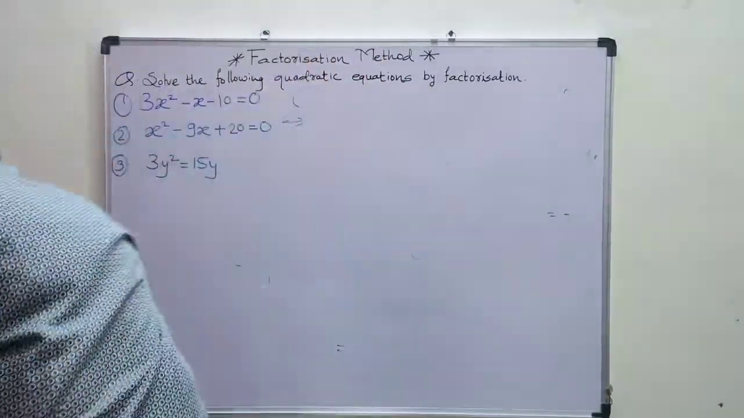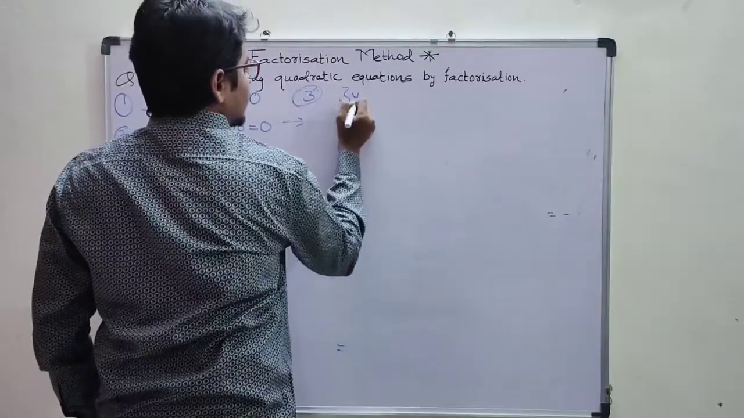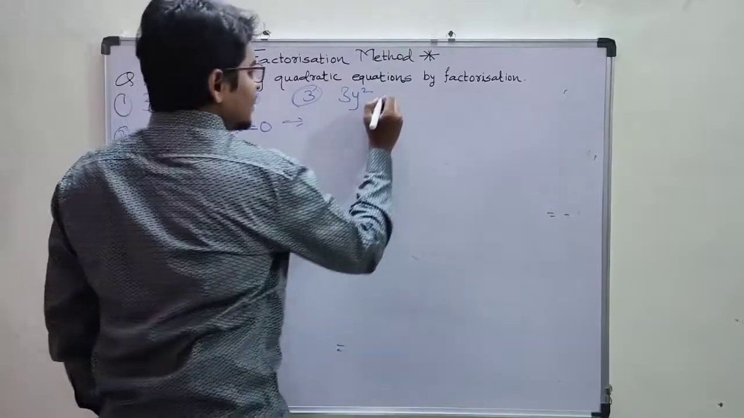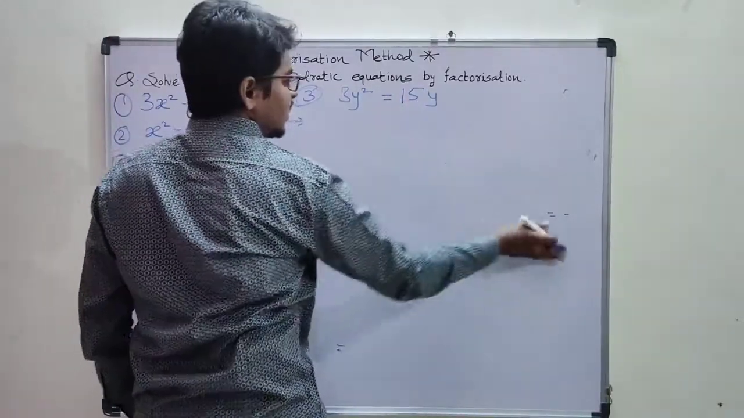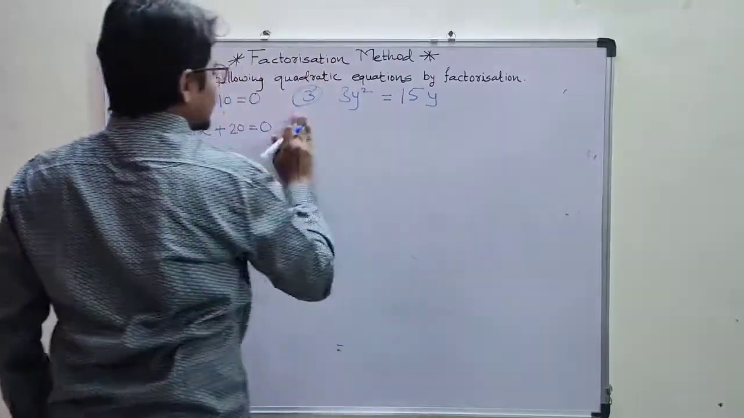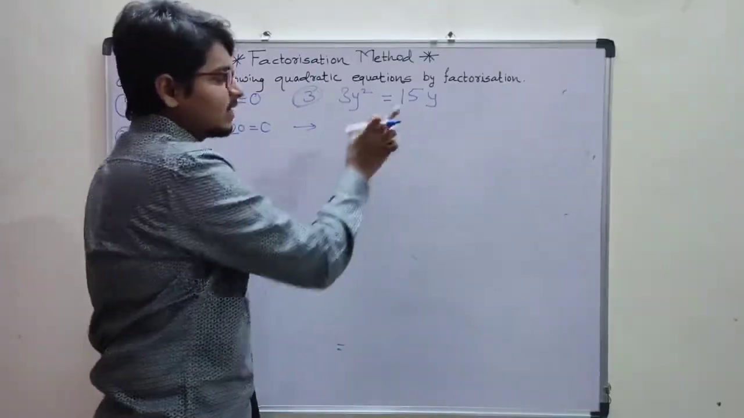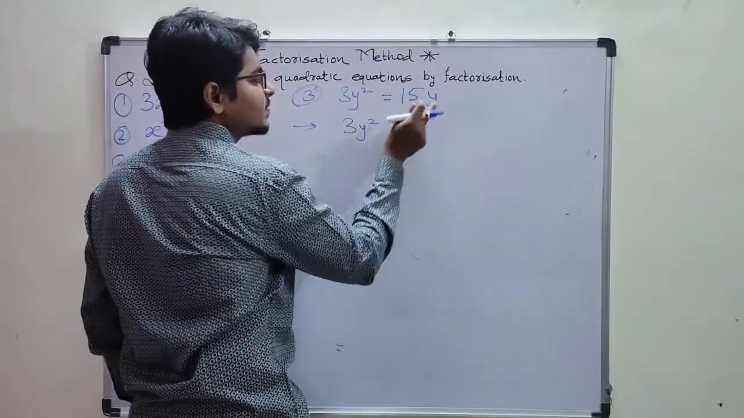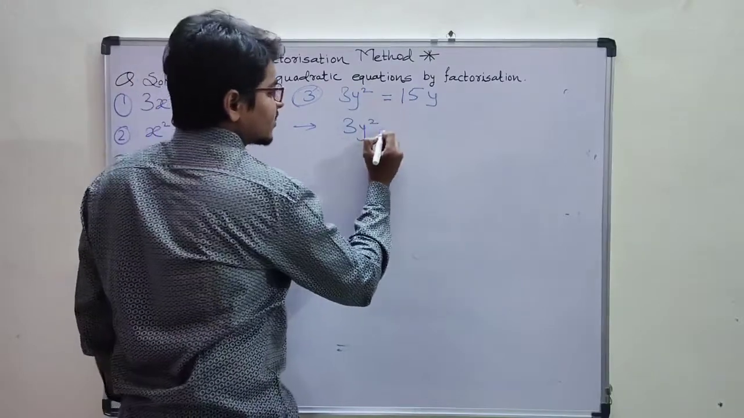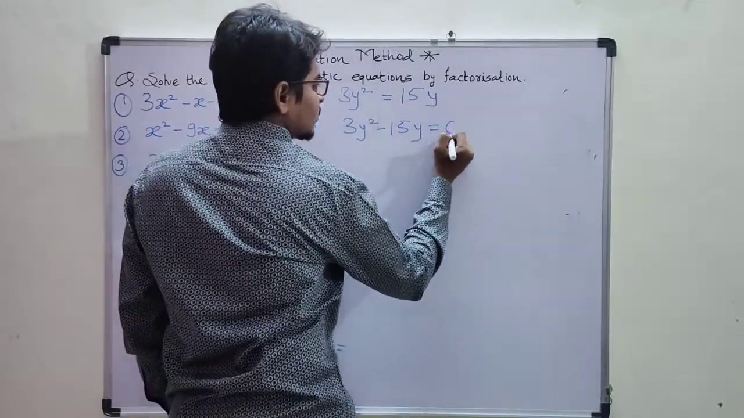The third one is 3y square is equal to 15y. See here, it is not given in the standard form. So first we write the given terms in standard form. So it is 3y square, and now shifting 15y to the left side of the equation, it gets minus 15y is equal to 0.